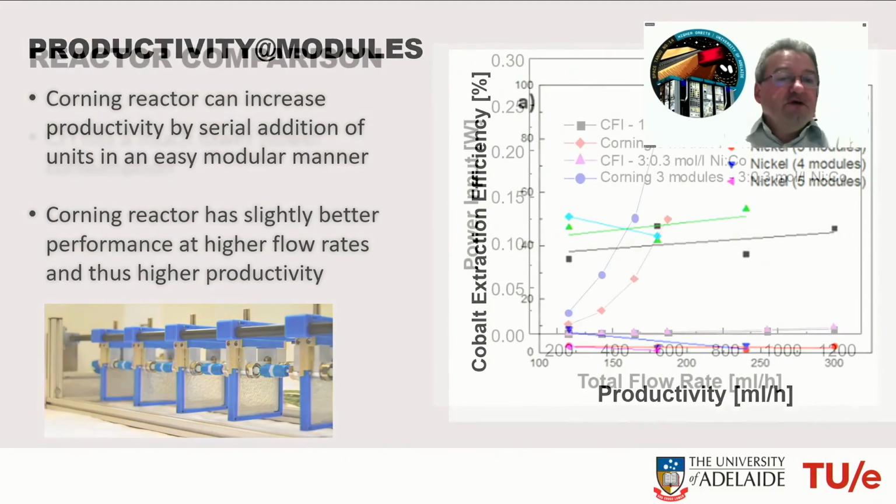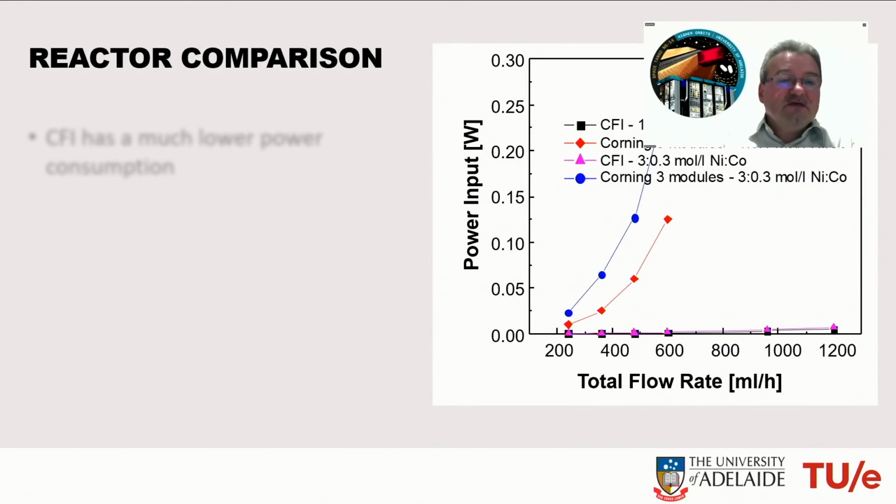And finally, what I want to show you is the comparison between the two reactors, as said, the coiled flow inverter and the Corning reactor. And we compare them by the energy use, by the power use. And the Corning reactor consumes much more power than the CFI. But that can be optimized, and that is not the final answer, but okay, that is the picture as it is now.